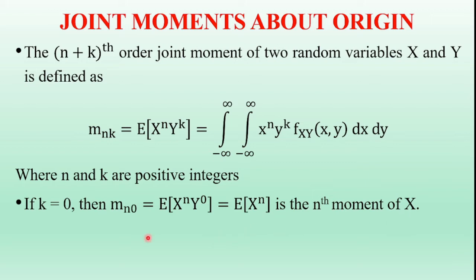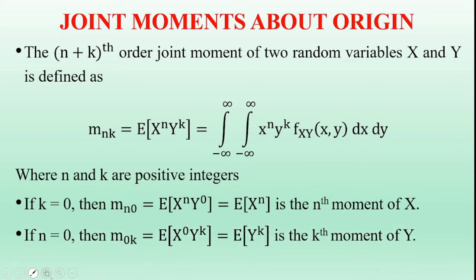Similarly, if small n is equal to 0, substitute small n equal to 0 in this general representation, then m suffix 0k is equal to expectation of x power 0 into y power k. So x power 0 is 1, which is equal to expectation of y power k. So expectation of y power k is the kth moment of random variable y.